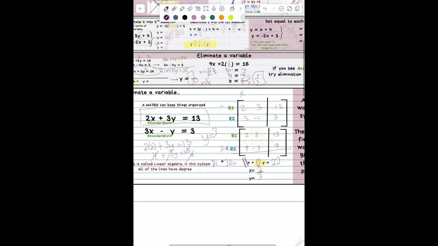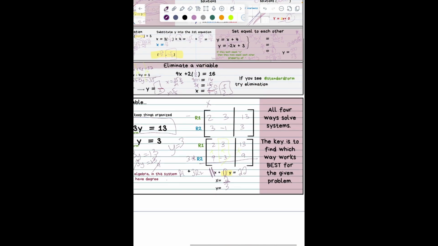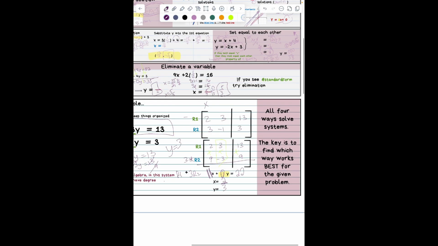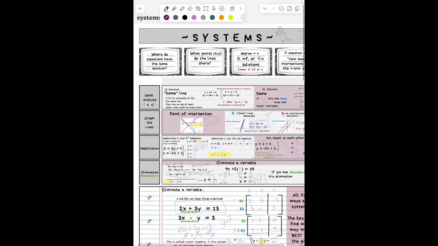So the matrix, you don't have to use it, but if you do, it puts all the numbers in nice little rows. Just remember that this is your x's, this is your y's, and this is your constants. So all 4 ways will work. You can look at the equation, you can graph, you can substitute, you can use elimination. However, if you look at this bottom one, I can't look at it and tell. And I don't want to graph it, right? Just because I can doesn't mean I want to.